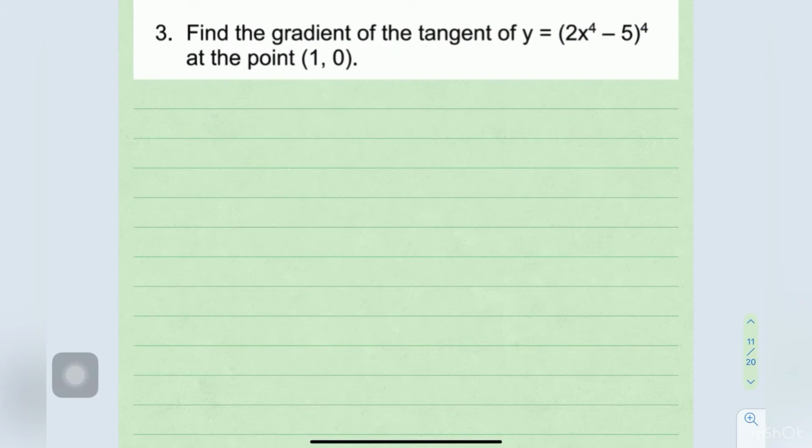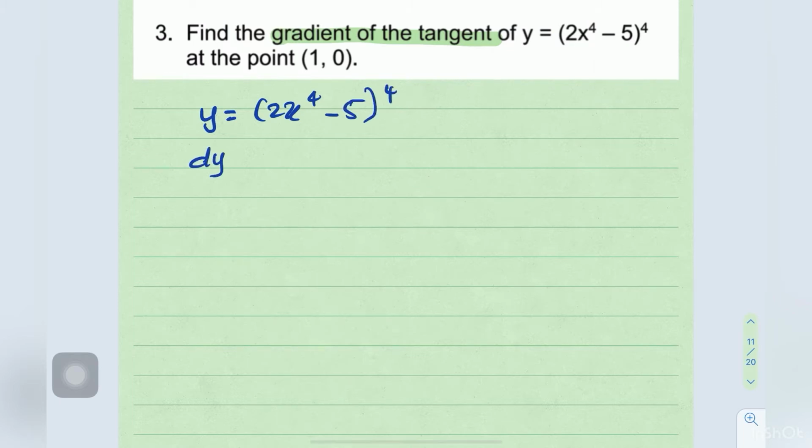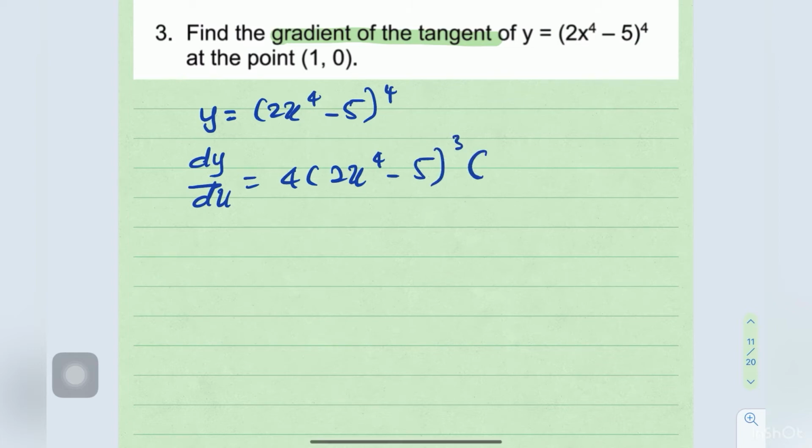The next one, find the gradient of the tangent. Gradient is dy/dx, and the gradient of the tangent is dy/dx as well. So we differentiate y equals (2x to the power of 4 minus 5) to the power of 4. To find the first derivative dy/dx, we use the power rule: 4 times (2x to the power of 4 minus 5) cubed, and differentiate another time, 8x cubed.